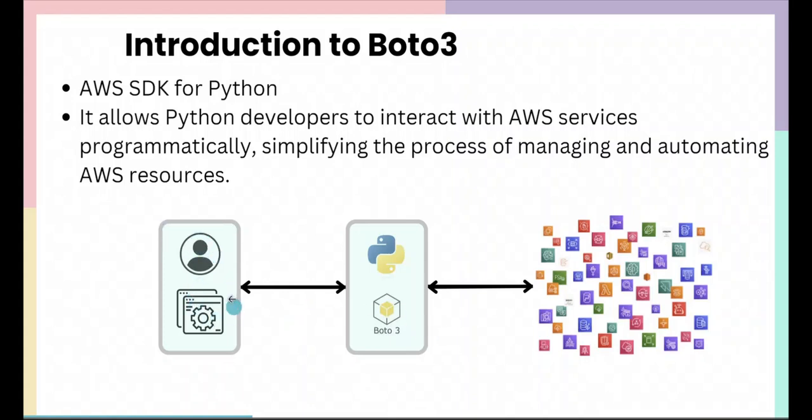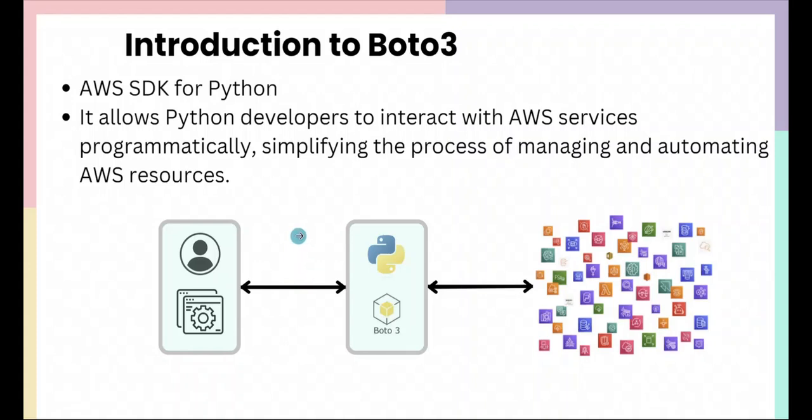So a user or an application, it need not be a person who is interacting with AWS services, right? Even your applications will be interacting with AWS services. So a person or an application can interact with AWS services using Python, and to do that we need the Boto3 module. So I hope you understood what Boto3 is and where it sits in this scheme of things.